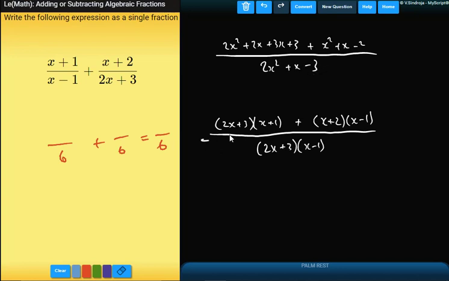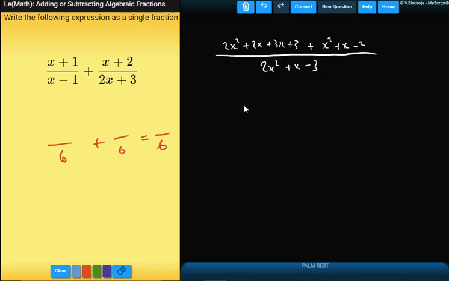Let me get rid of that. So this is the expanded top and expanded bottom. Now we need to just simplify. So 2x squared add that x squared is 3x squared. And then 2x add 3x is 5x, add that extra x makes 6x. And then 3 take away 2 is, sorry, positive 1.